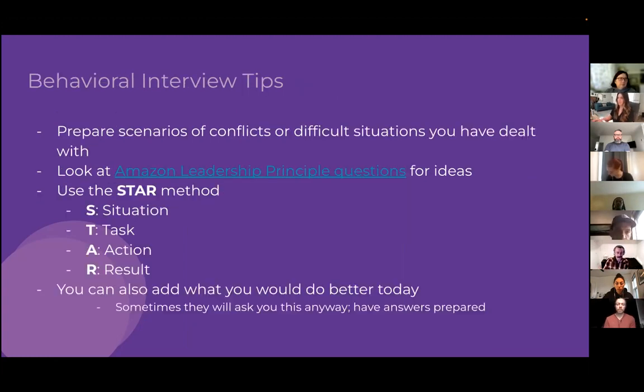A few more tips on the behavioral interview. Let me back up. Those were some tips on the behavioral aspects of the coding interview itself. You're also likely going to have behavioral interviews with managers, teammates, directors, etc. So here are some tips to help you prepare for those interviews.